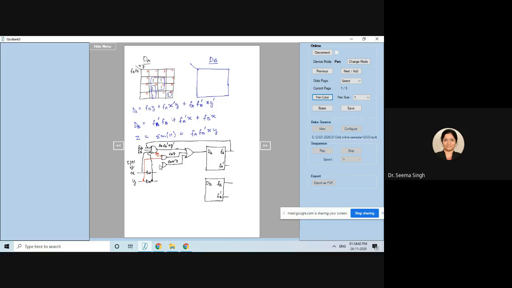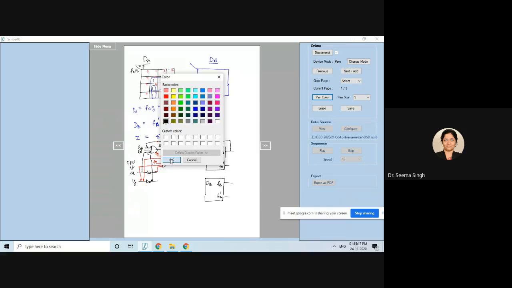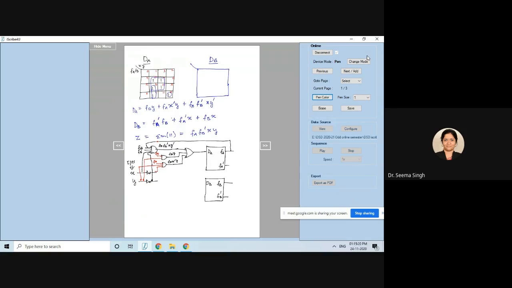Now FA X dash Y. You know that X dash is available very near to you and FA is also available very near to you. From here I can take it, or I can simply mention it here, because it may become very cumbersome to show. I am showing my X dash and Y, and FA like this only. This is my FA. In the same way you have to make it for your DB also. For DB also you have three terms.